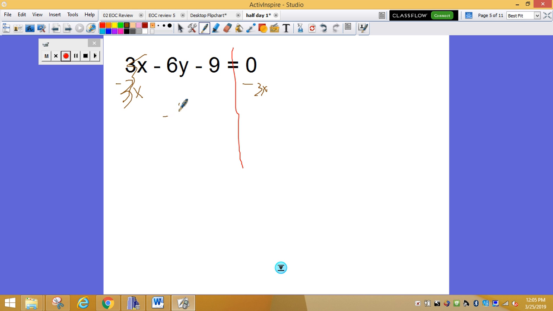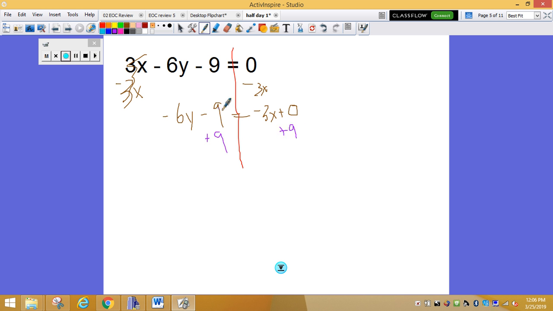So I'm going to bring down negative 6y minus 9. And over here I got negative 3x. You can put plus 0 if you want. Okay, now y is still not by itself. Again, that 6 is the last thing I want to move. So I'm going to move my 9 by doing plus 9.